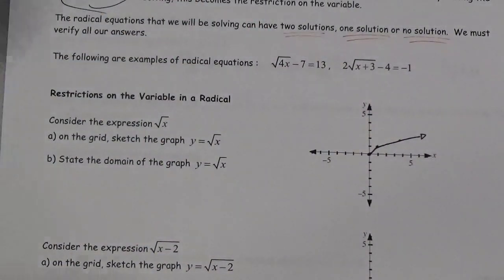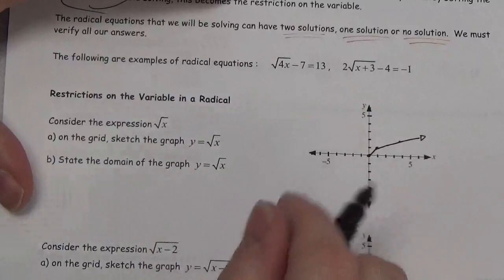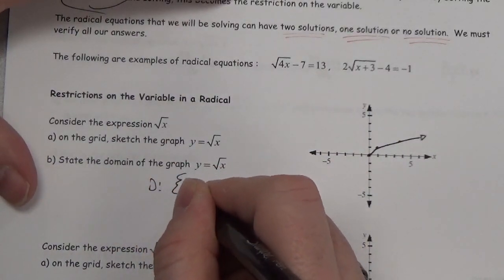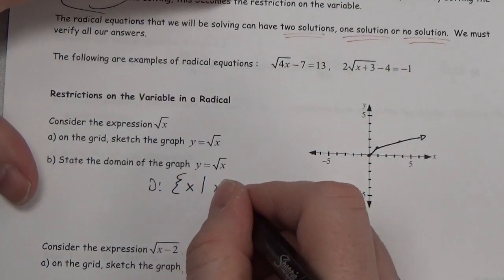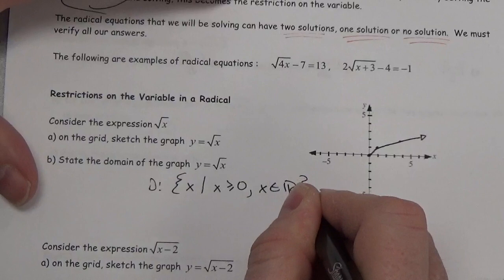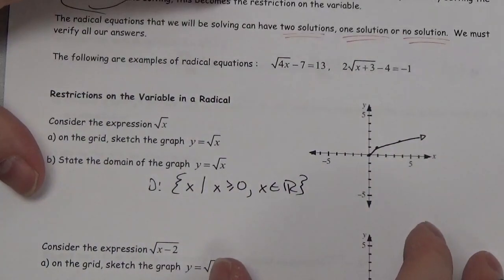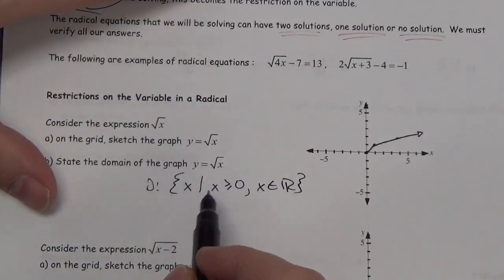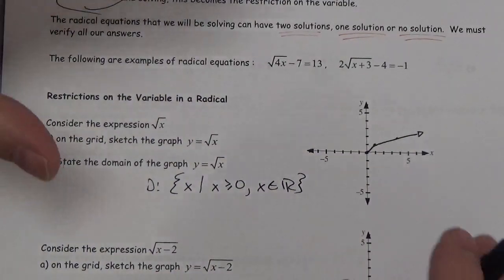That's all I really need here. So what's the domain? Well, the domain of this function is going to be the set of x values such that x is greater than or equal to 0, where x is an element of the reals. That's the formal way of writing that. So it's the set of x values such that x is greater than or equal to 0.